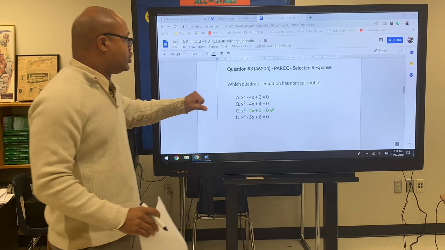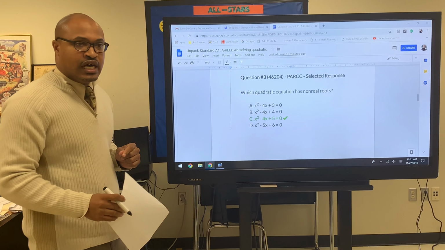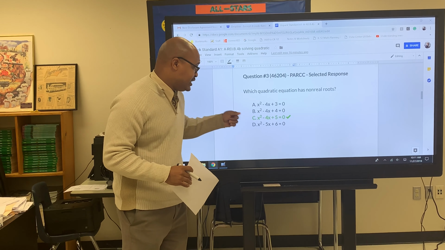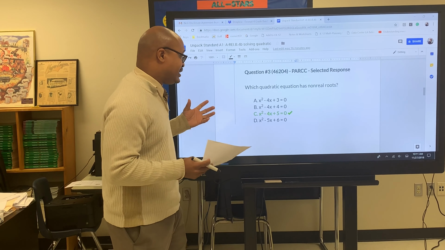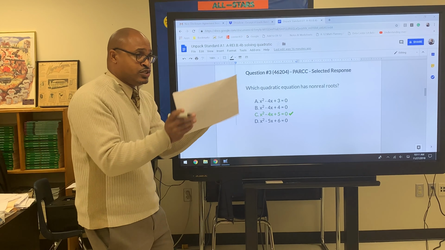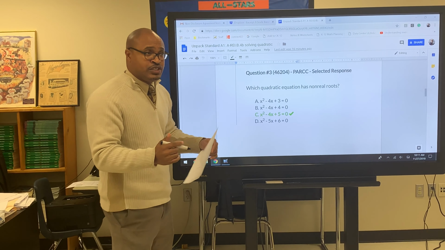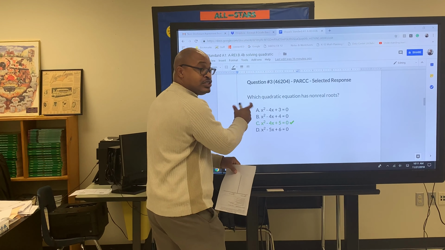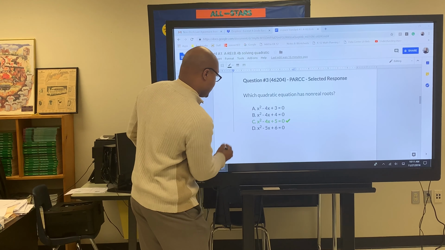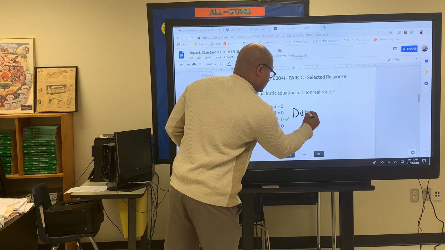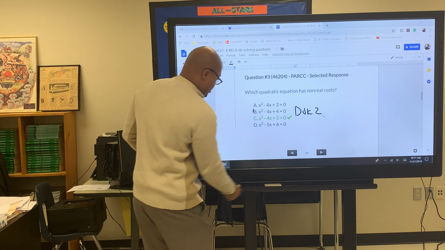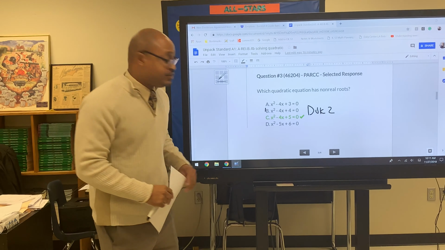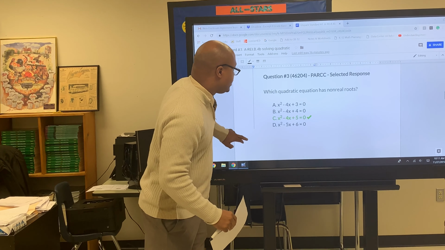Which quadratic equation has non-real roots? Now we see the answer, but if we had to say which one has the non-real roots, that would cause us to do procedures. So that would be a DOK 2, because that's a procedure. All right, so that's looking at it. I'm going to pause right there.